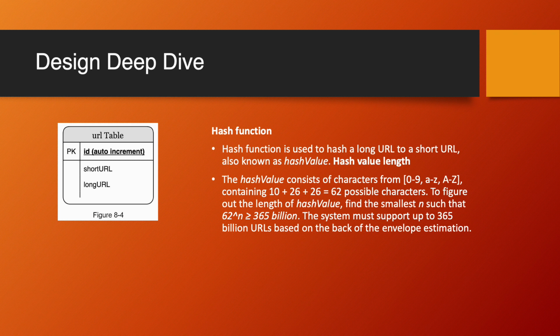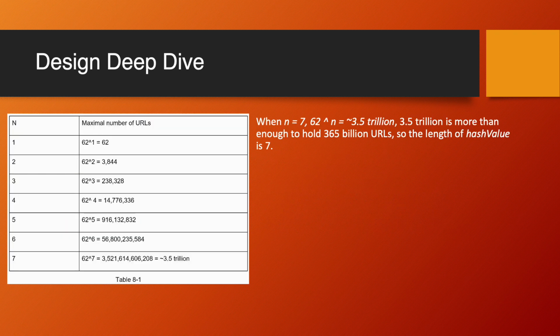Coming to the hash function, it is used to hash a long URL to the short URL, also known as the hash value. The hash value consists of the characters 0 to 9, lowercase a to z, and uppercase A to Z, containing a total of 62 possible characters. When n is equal to 7, 62 to the power of n is around 3.5 trillion, which is more than enough to hold 365 billion URLs. So the length of the hash value is 7 in our case.